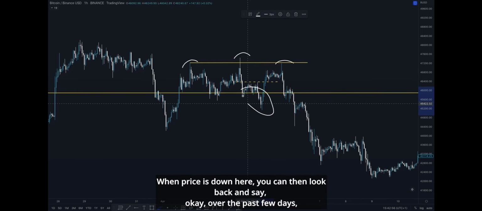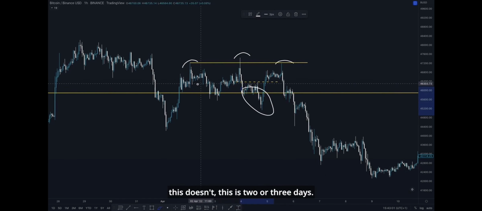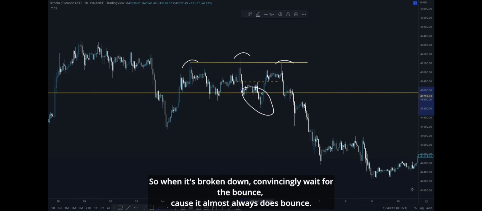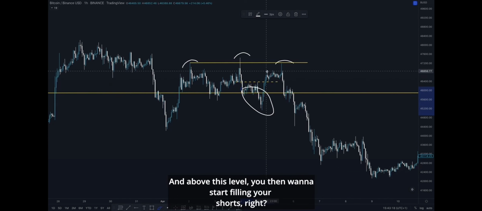You're like, okay, when price is down here, you can then look back and say, okay, over the past few days, this is 2 or 3 days, we've had a potential shoulder, now the head. Where should it go? Well, there was the market structure. You don't want to short beneath that. So when it's broken down convincingly, wait for the bounce because it almost always does bounce. And above this level, you then want to start filling your shorts.